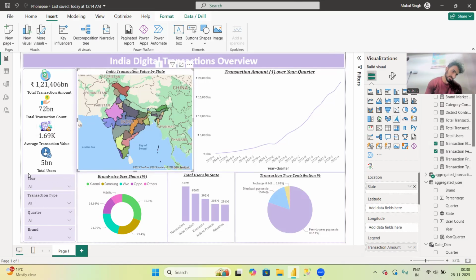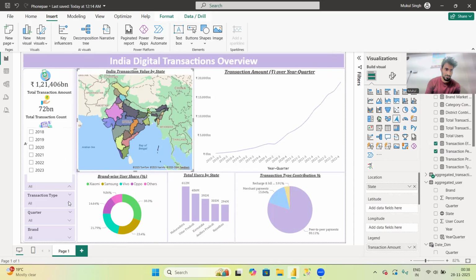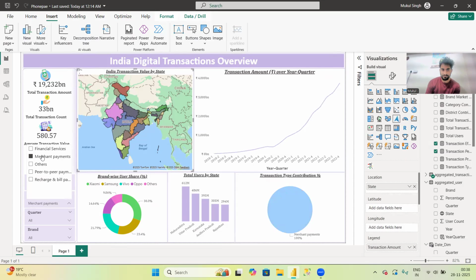Also, let's look through these slicers. If you want to see for 2018, 2019, we can also see from here. Transaction type, merchant payment: for merchant payment, Karnataka has the highest users. Let's see for peer-to-peer payment. Here also Maharashtra's people are using it the most.